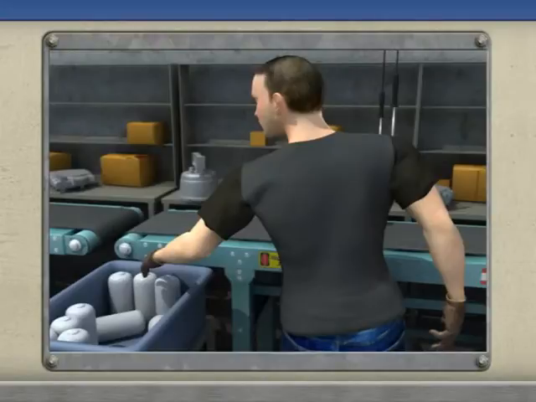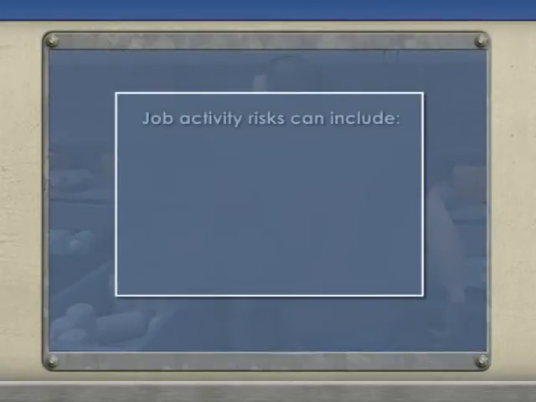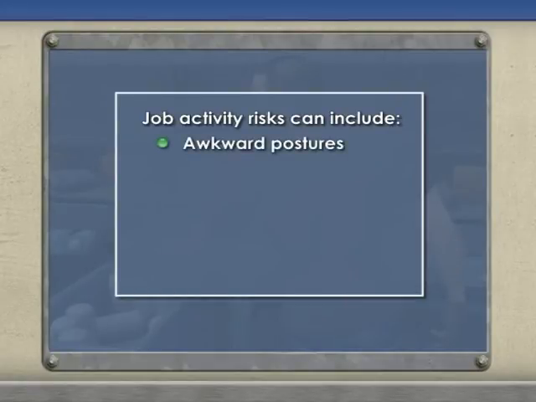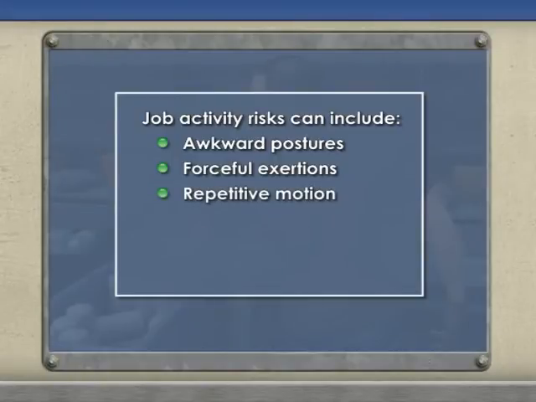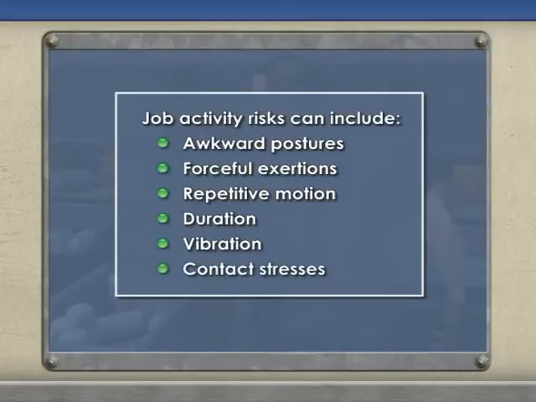The motions required by a given task, combined with the physical area that job must be performed in, pose the greatest potential risk to a worker. Job activity risks can be broken down by category: awkward postures, forceful exertions, repetitive motion, duration, vibration, and contact stresses.